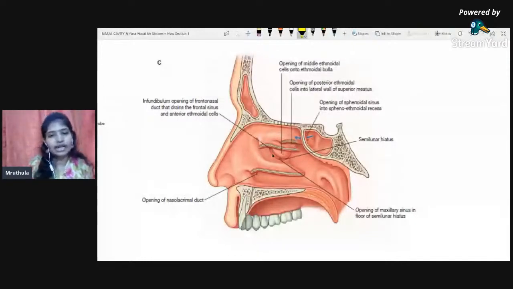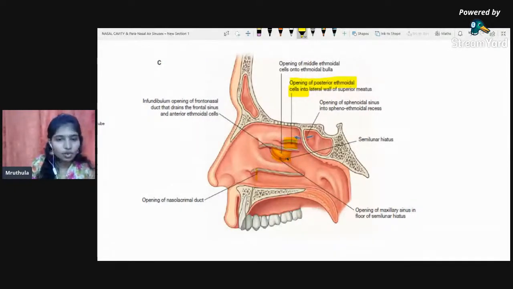Why are meatuses important? In the meatus, we have some special openings, and these openings are very, very important for you. It's a short note also. So here in the superior meatus, that is between the superior and the middle nasal concha, we have an opening of posterior ethmoidal cells. Just know that. Then in the middle meatus, we have a lot of openings.